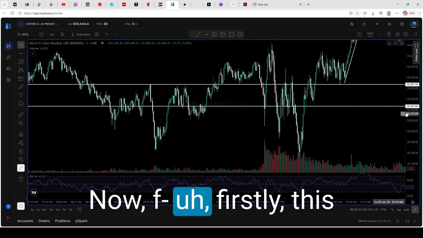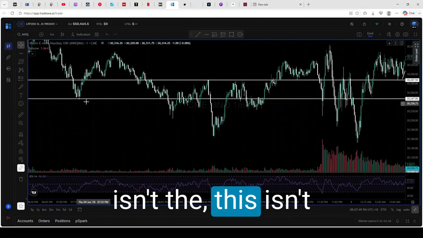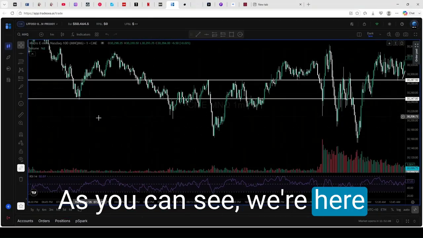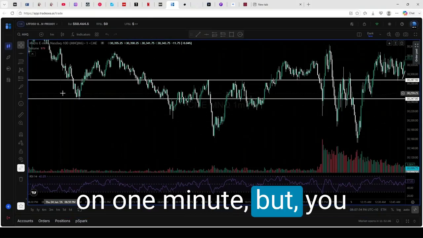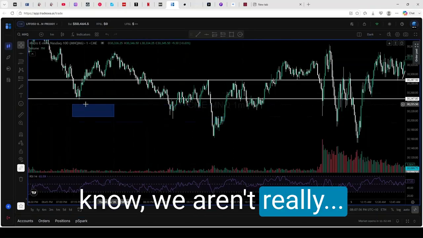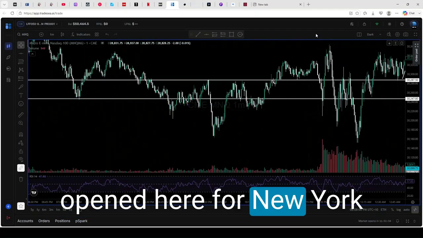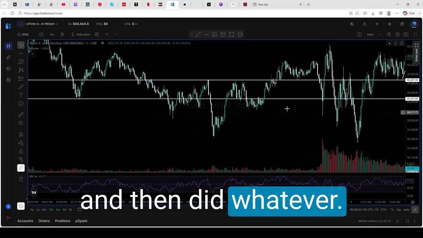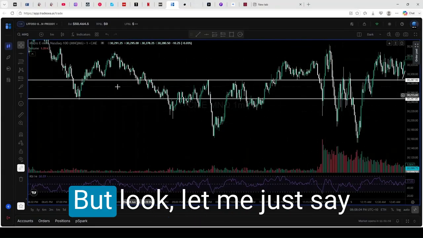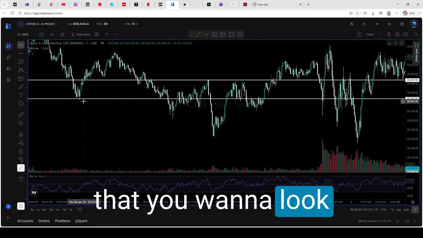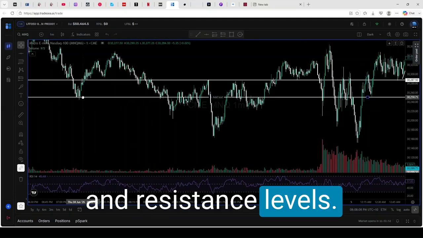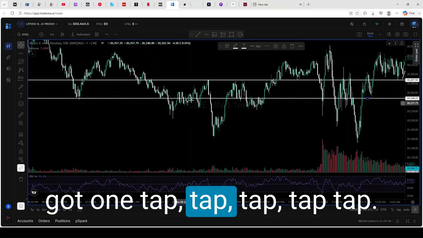Now, firstly, this isn't a great example. As you can see, this is NASDAQ on 1 minute. We opened here for New York and then did whatever. It's not looking very good either. But look, let me just say that you want to look for your major support and resistance levels. You got one tap, tap, tap, tap, tap.